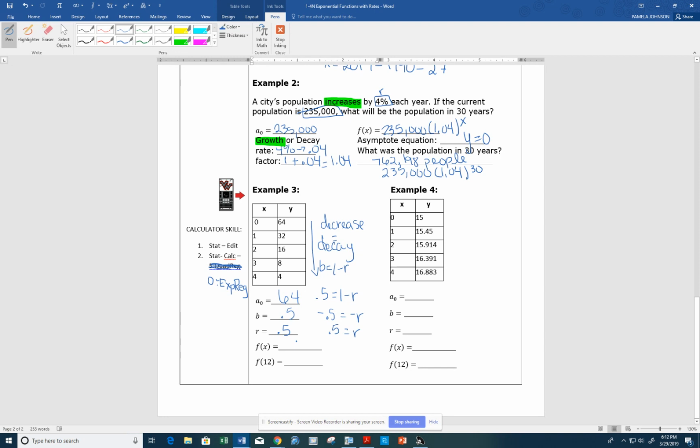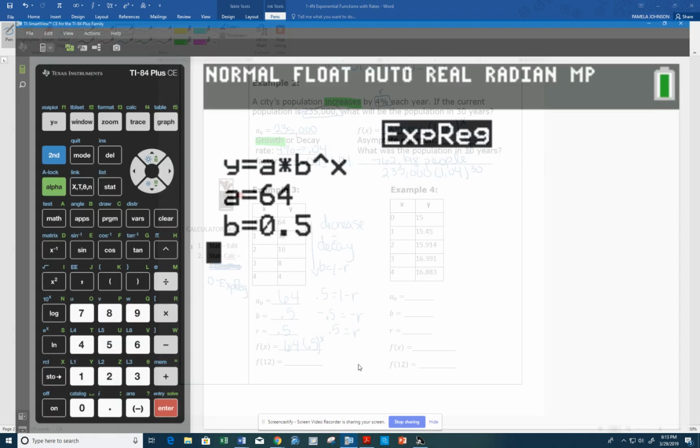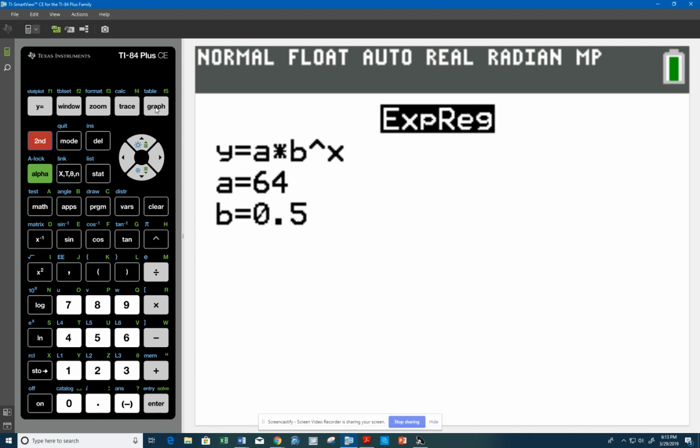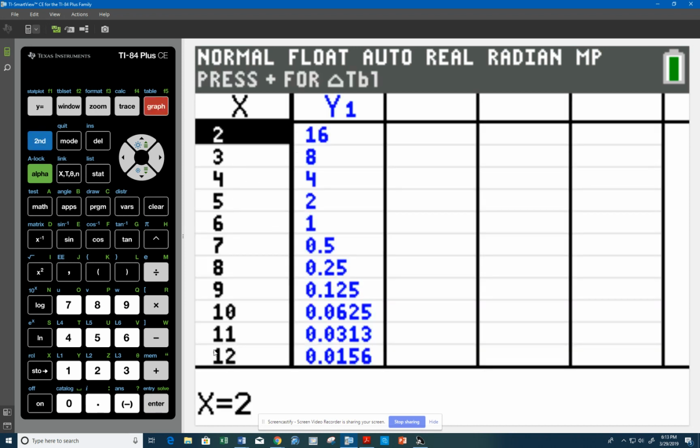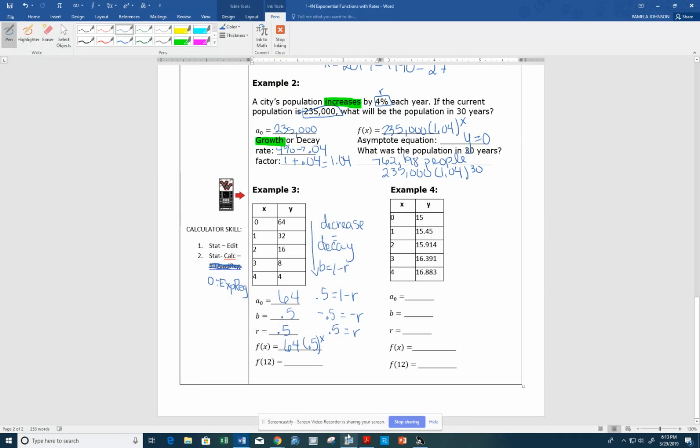Now, the factor and the rate are not always going to be the same. 0.5 is that exception. Okay? So our function is 64 times 0.5 to the x power. If we go back to our calculator, we could see what the value is when x is 12. So let's go look at our table. And when x is 12, the y value is 0.0156.